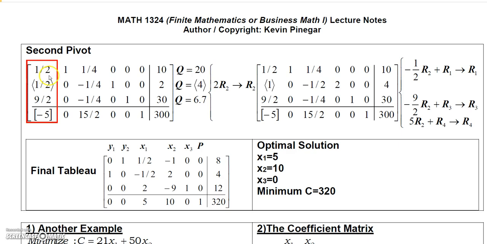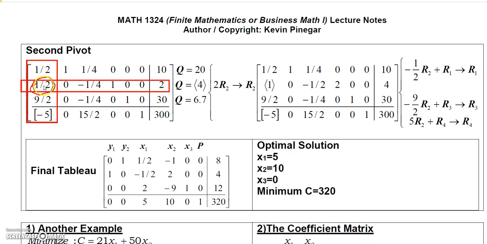And then I'm going to divide a half into 10. So 10 divided by half would be 20. And then divide a half into 2. 2 divided by half would be 4. And then 30 divided by 9 halves would be 30 times 2 ninths, which is 60 over 9, which is 6 point something. So 4 obviously is going to be the smaller number. So that identifies the second row as the pivot row. And then that means I've got to pivot on this 1/2 right here.